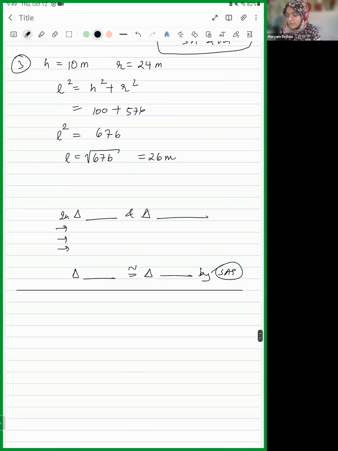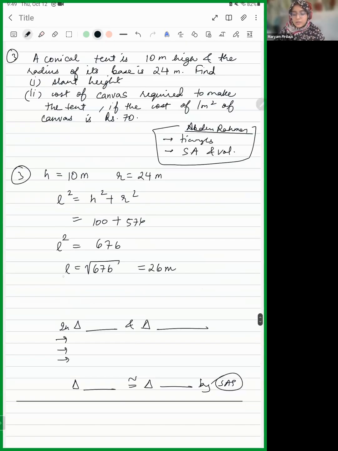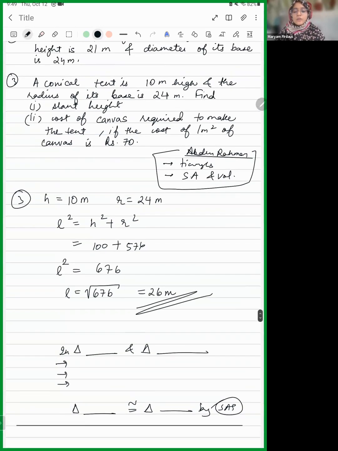Then let's move on. Where were we? We were talking about 26 meters. So this slant height we have found. What else do we have to find in the question? It says cost of the canvas required to make the tent.